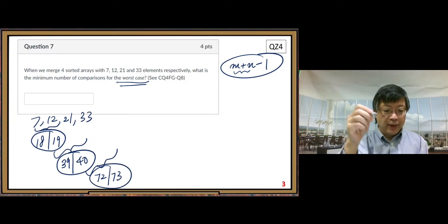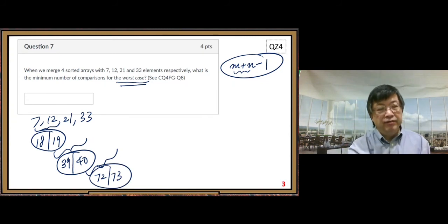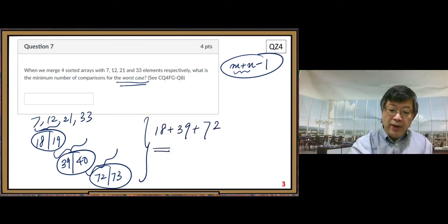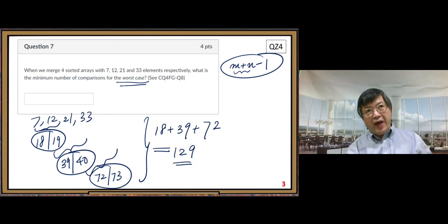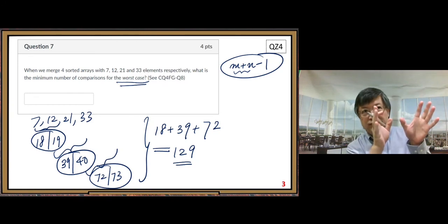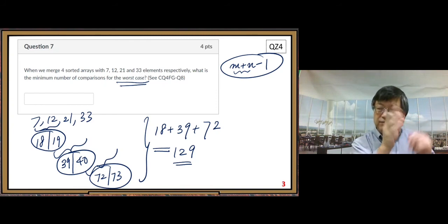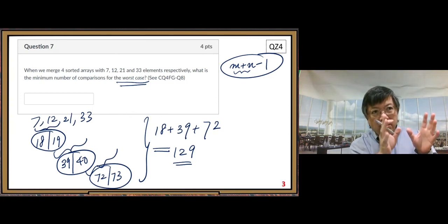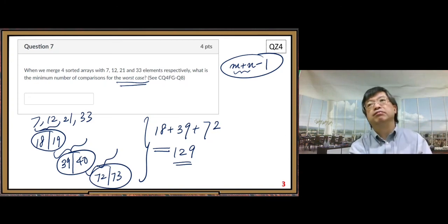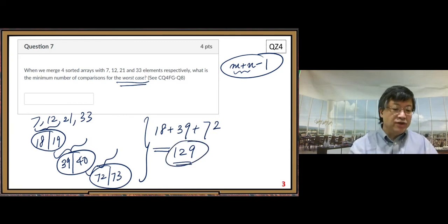So now we calculate the total: 129. So you can see, based on the formula, we can think this is probably the best we can get, because every time we try to make that sum m plus n as small as possible. All right, so that's question 7 in quiz 4.